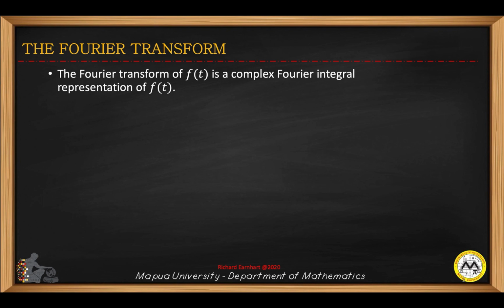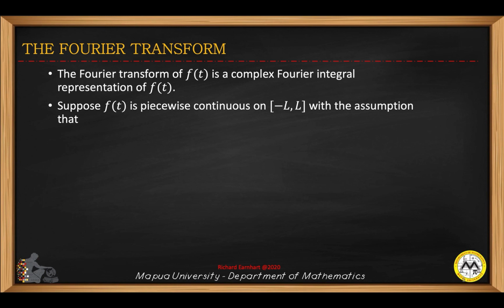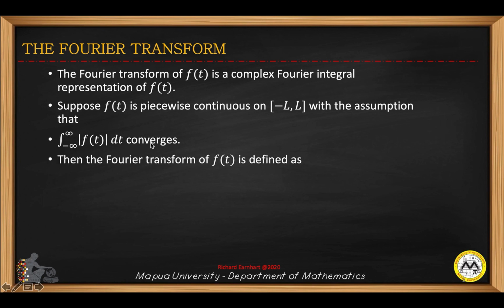And let's talk about the Fourier transform. The Fourier transform of f of t is a complex Fourier integral representation of f of t. So if f of t is piecewise continuous on the closed interval negative L to L, with the assumption that this integral converges absolutely, then the Fourier transform of the function f of t will be defined as follows.